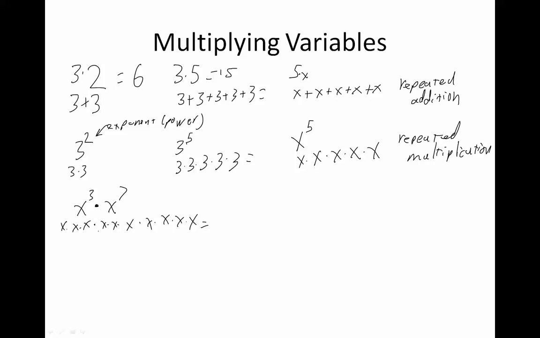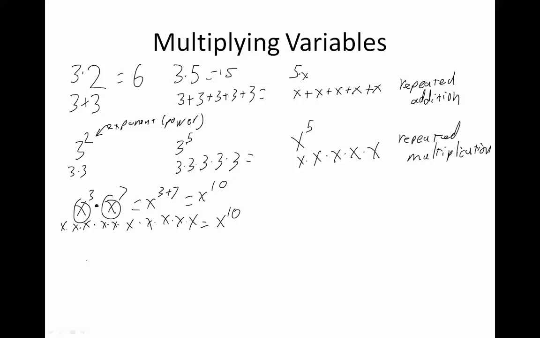So this is 3 plus 7 makes x to the 10th. And as it turns out, that is a very nice pattern. That pattern always holds when we multiply variables together. If I'm multiplying things of the same base, these are both x's, I know that instead of writing this whole thing out, which is really long and frustrating, I can simply add the two exponents together to get x to the 10th.